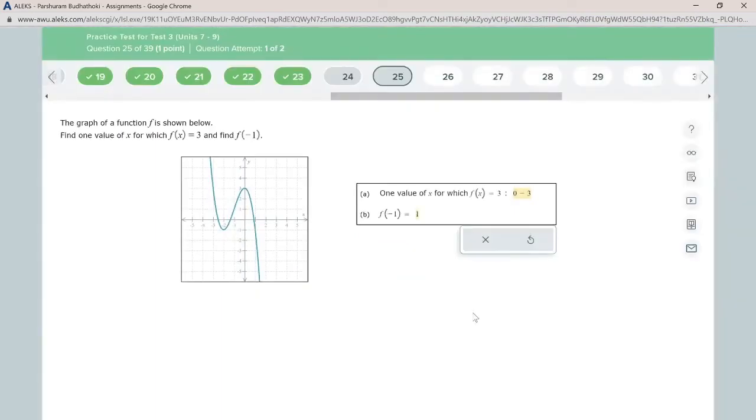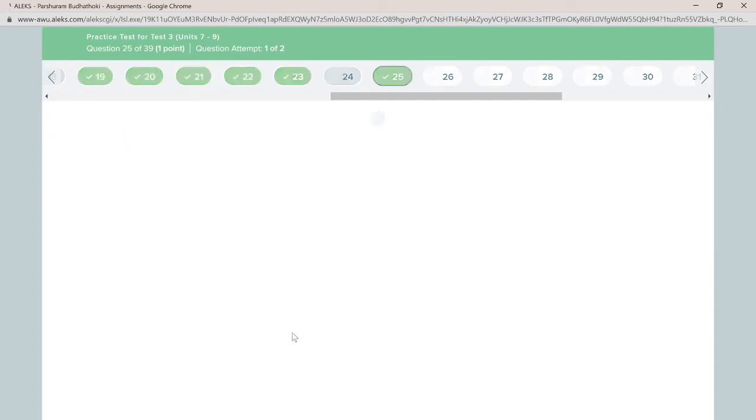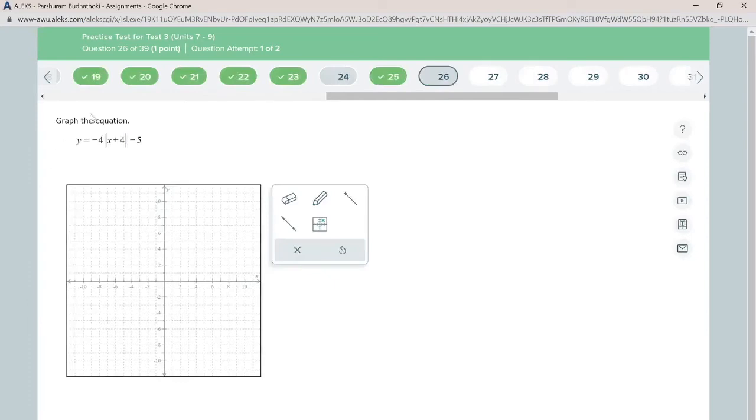Okay, finish your work. Where is the next question? I don't see the next question. Do you see the next question? One value of x for which f of x equals 3. Okay, they are just looking for one value of x, so I gave two values, so I'm going to just use 0. Okay, that's correct. So remember, they're not asking for all the values of x, they're just asking for one value, and I gave two values. So just read the instruction.